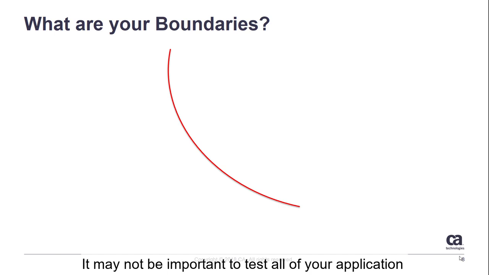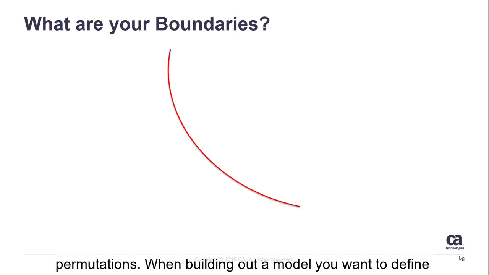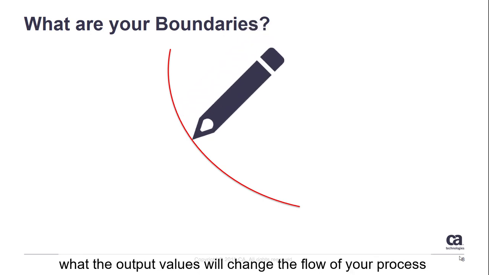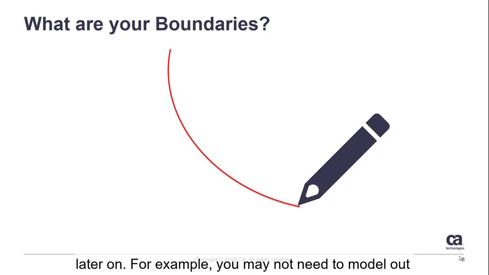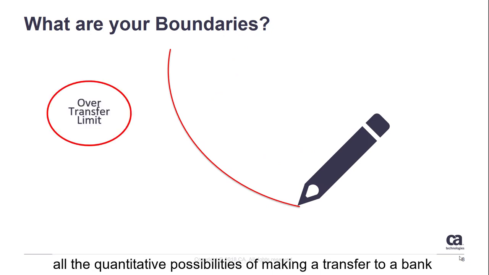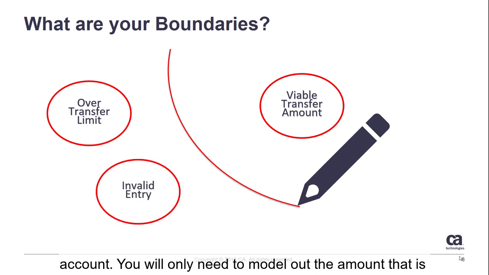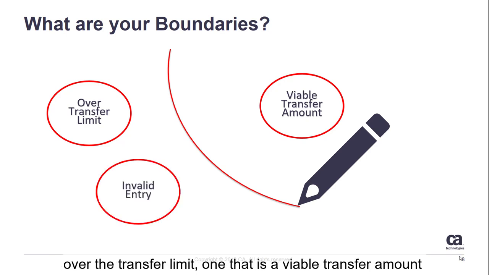What are your boundaries? It may not be important to test all of your application permutations. When building a model, you want to define what output values will change the flow of your process later on. For example, you may not need to model out all quantitative possibilities of making a transfer to a bank account. You will only need to model out the amount that is over the transfer limit, one that is a viable transfer amount, and one that is an invalid entry.